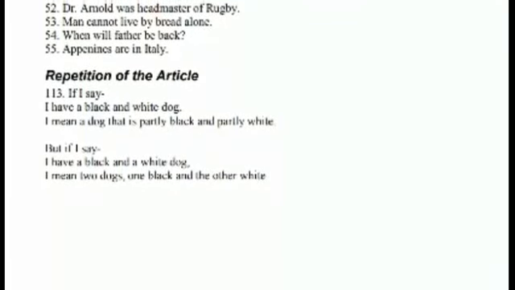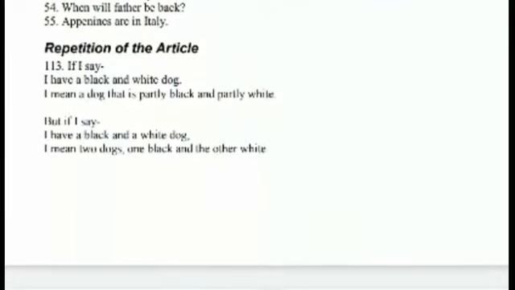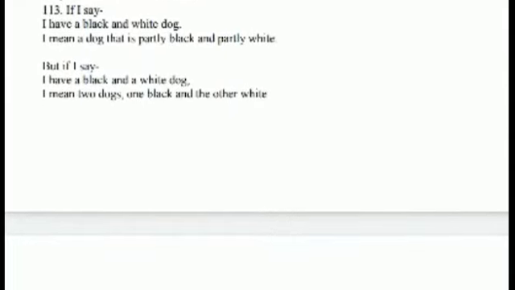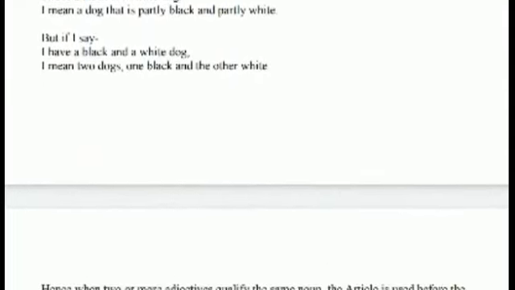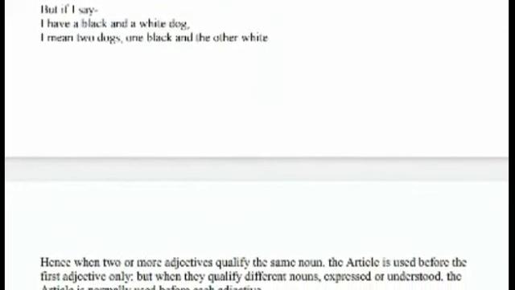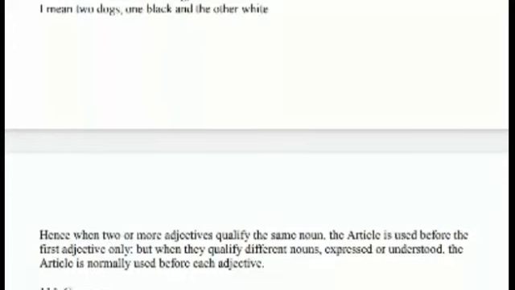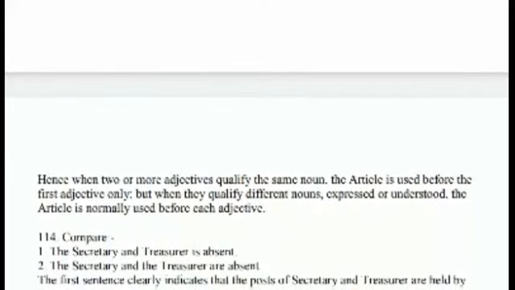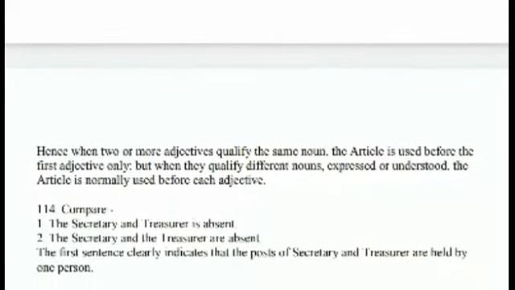Here both are one only. One person is holding both. The first sentence clearly indicates that the posts of secretary and treasurer are held by one person only. The repetition of the article in the second sentence indicates that the two posts are held by two different persons. Hence, when two or more connected nouns refer to the same person or thing, the article is ordinarily used before the first one only. But when they refer to different persons or things, an article is used before each.